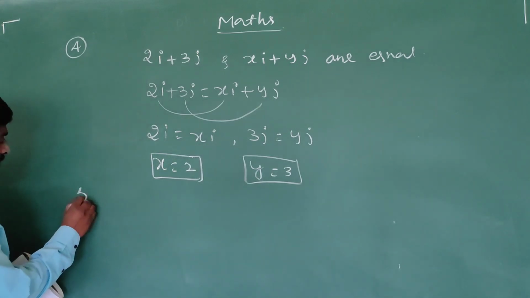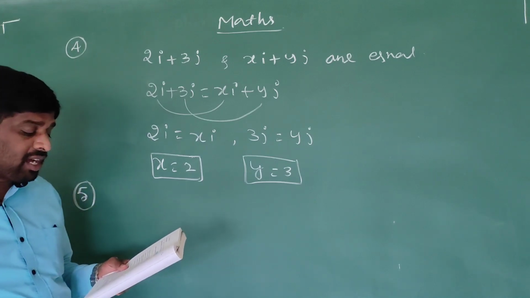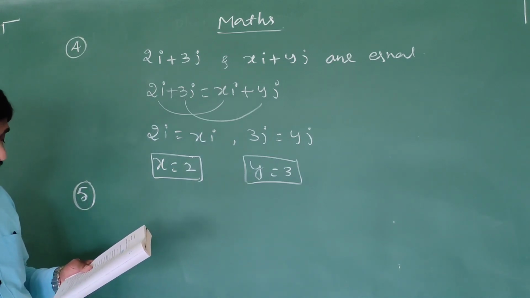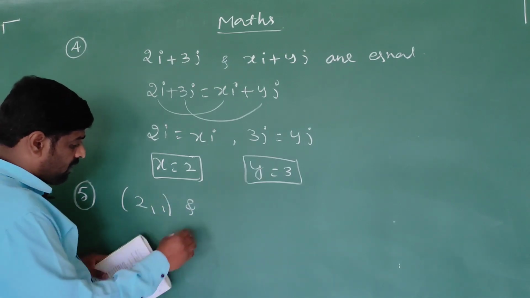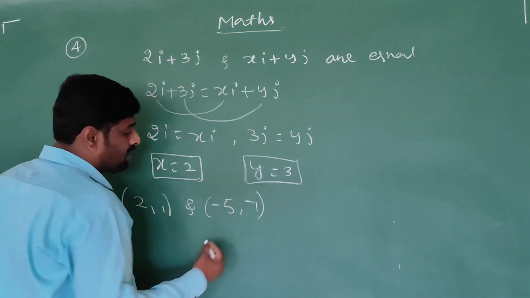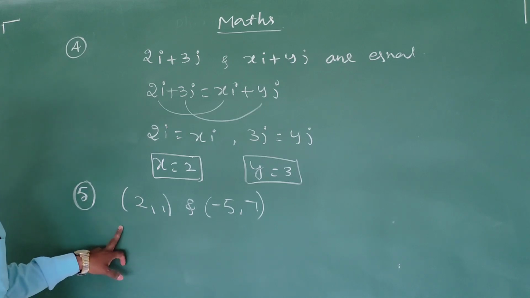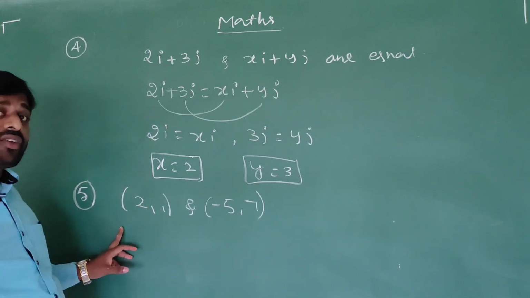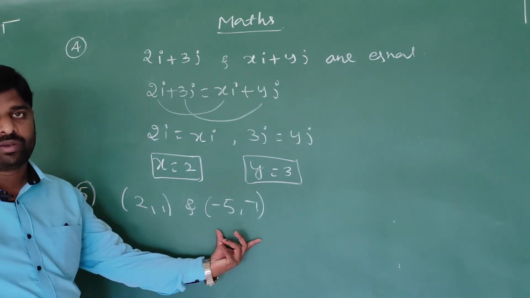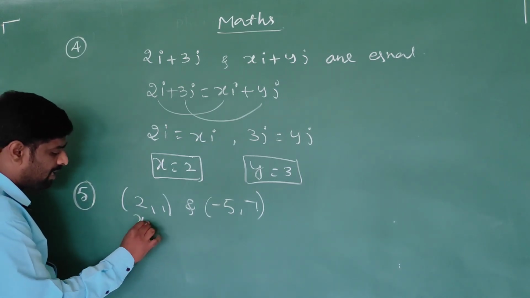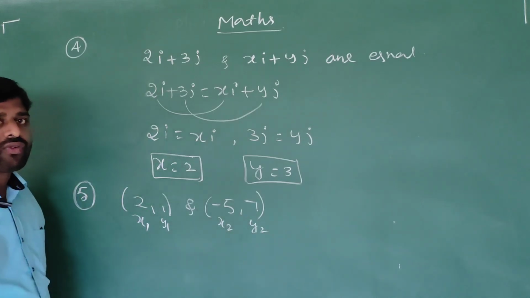Come to the next question, the fifth question. What is the fifth question? Find the scalar and vector components of the vector with initial point 2, 1 and terminal point -5, 7. So the next question is, we have to find the vector joining 2 points. This is one point, this is another point. I can take them as x1, y1 and x2, y2. So I want to find the vector.